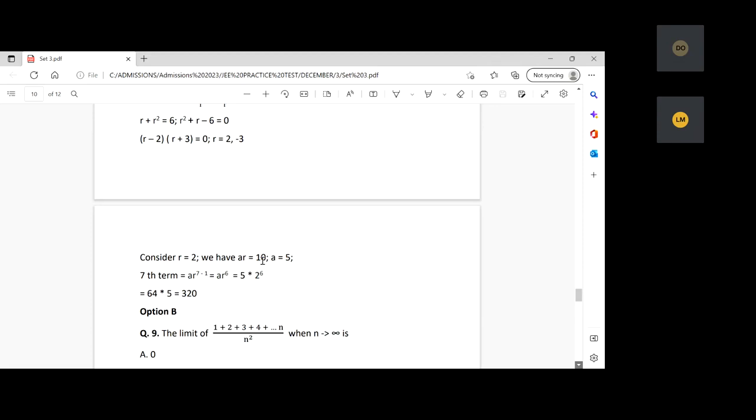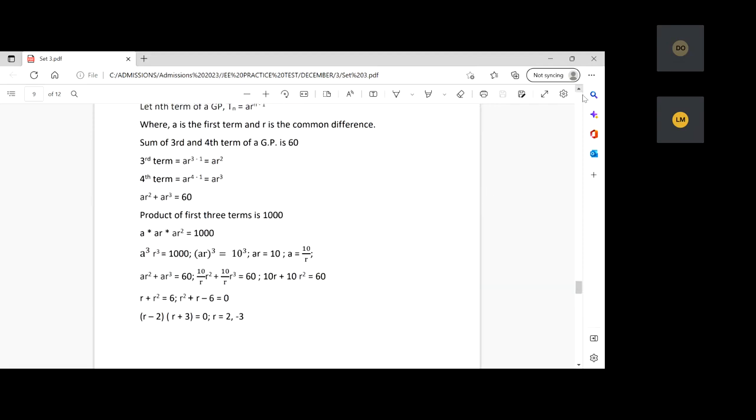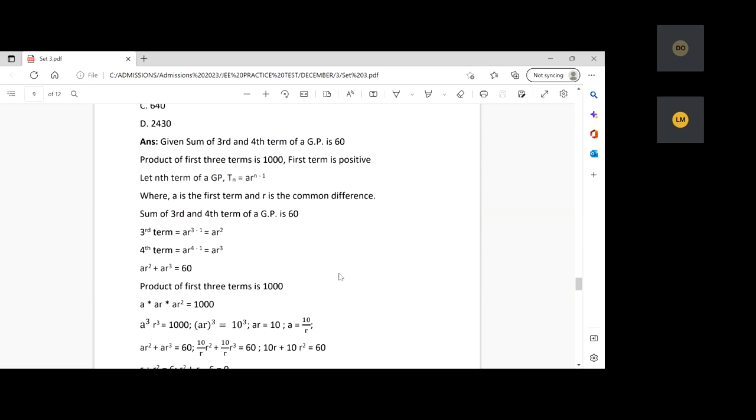So the seventh term is AR raised to 6. A is 5. R is 2, so 2 raised to 6. Just multiply it and you have the value as 320, which is option B. So it's a very simple question. So I think you can just look into it again. Yes, so this is it.